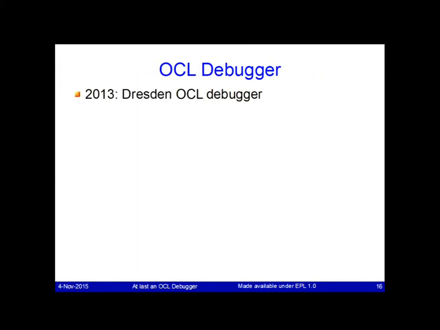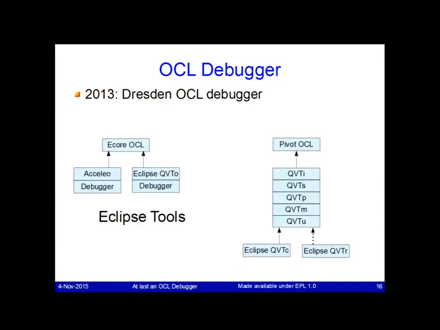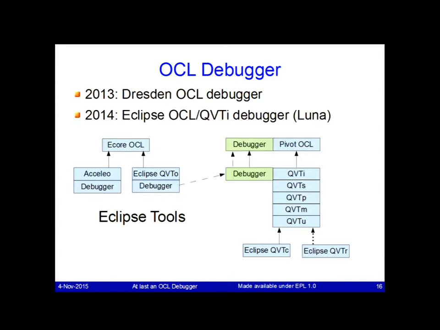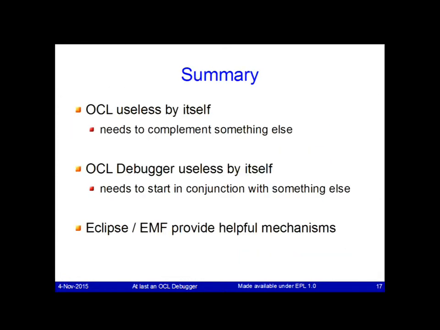This debugger was basically driven by the fact that my rival Dresden OCL produced a student quality debugger in 2013. So I looked around and we have an Acceleo debugger or an Eclipse QVTO debugger. I decided to borrow the QVTO one and move it to the new Eclipse framework that is extensible for QVT, and so this was available in Luna and is obviously available in Mars as well.